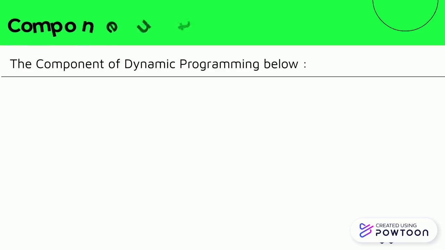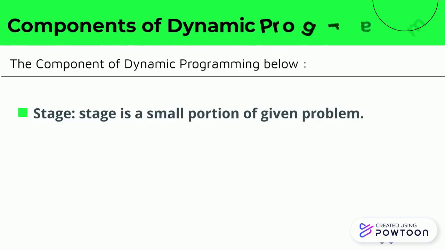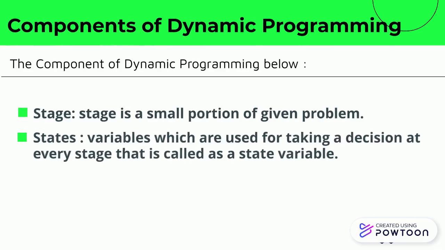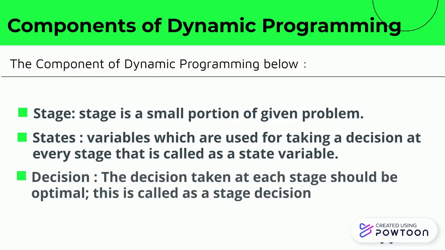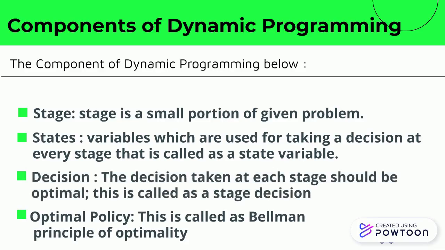And the components of dynamic programming. Firstly, state. State is a small portion of a given problem, and the variables which are used for taking decisions at every state are called state variables. And thirdly, decision. The decision taken at each state should be optimal. This is called a state decision. And lastly, optimal policy. This is called the Bellman principle of optimality.